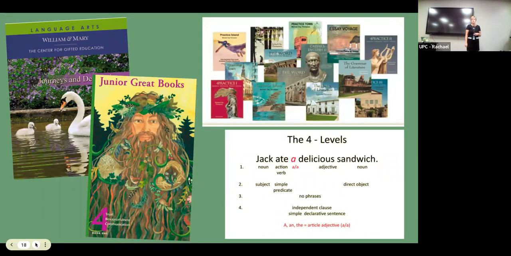We specifically use the College of William and Mary materials because they were designed for gifted kids. We use Junior Great Books because they were designed for gifted kids. We use Michael Clay Thompson's materials because they were designed for gifted kids.